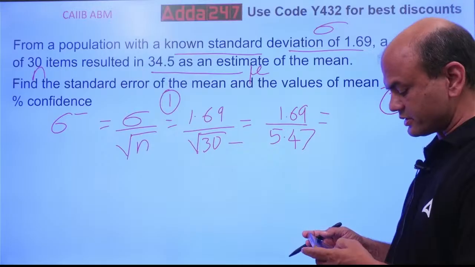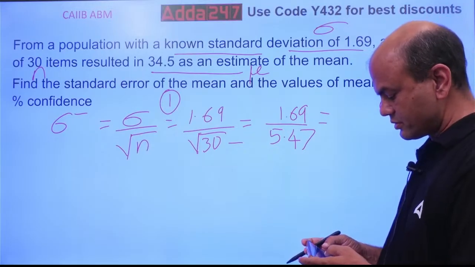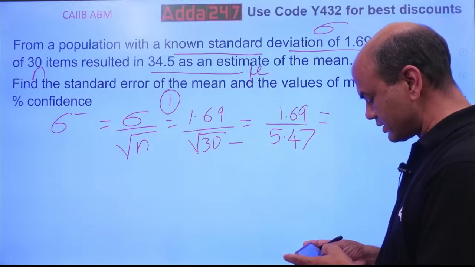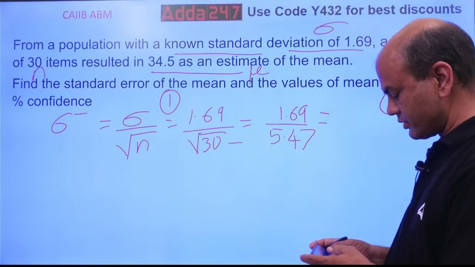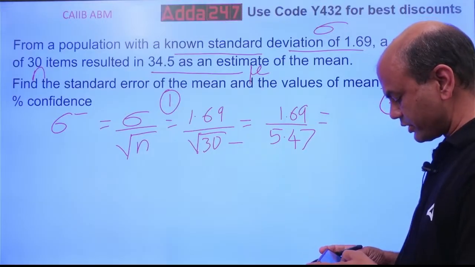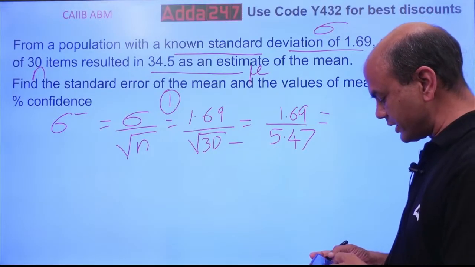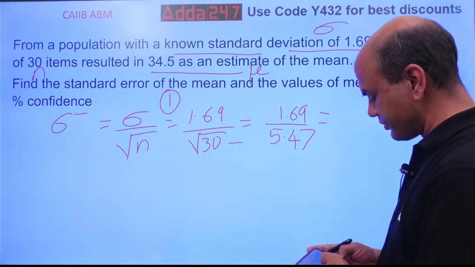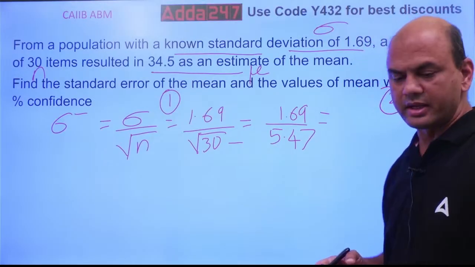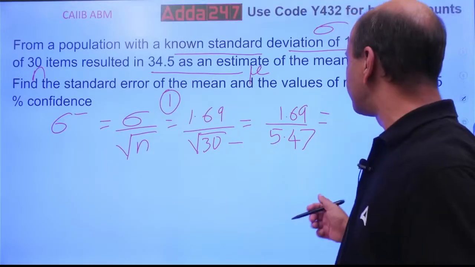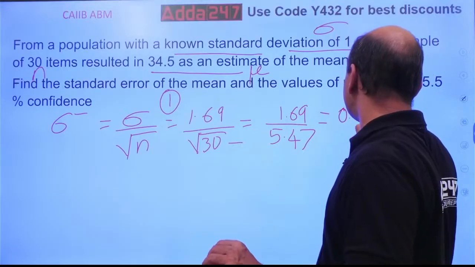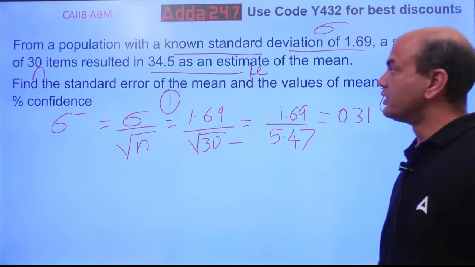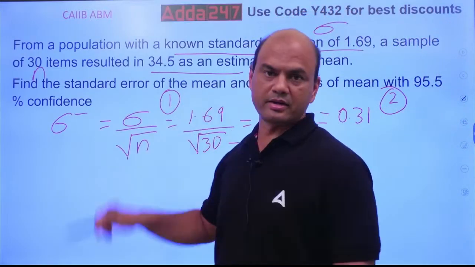Don't forget to divide this, okay? So it is, what is this? 1.69. 1.69 divided by, what is this? 5.47. So you get it as 0.308, or you can take it as 0.31. This is your standard error, psi upon root of n. So the first question is solved: standard error.